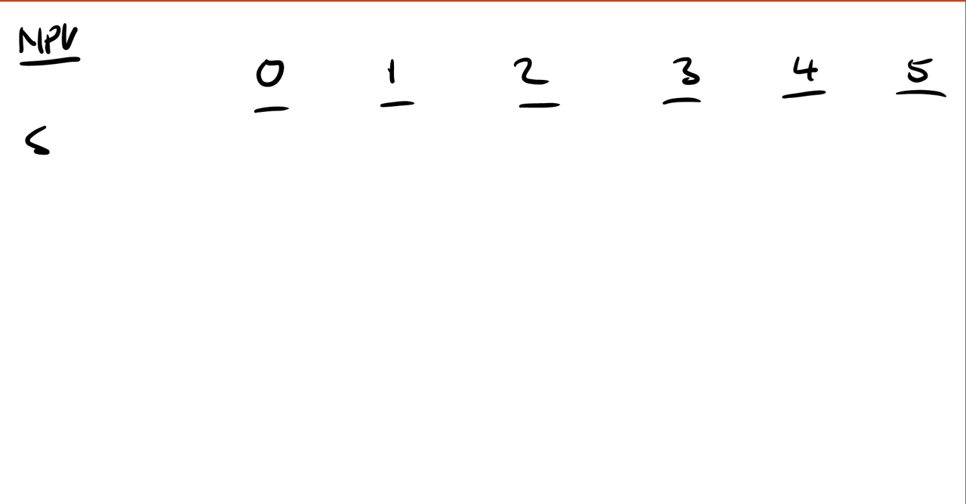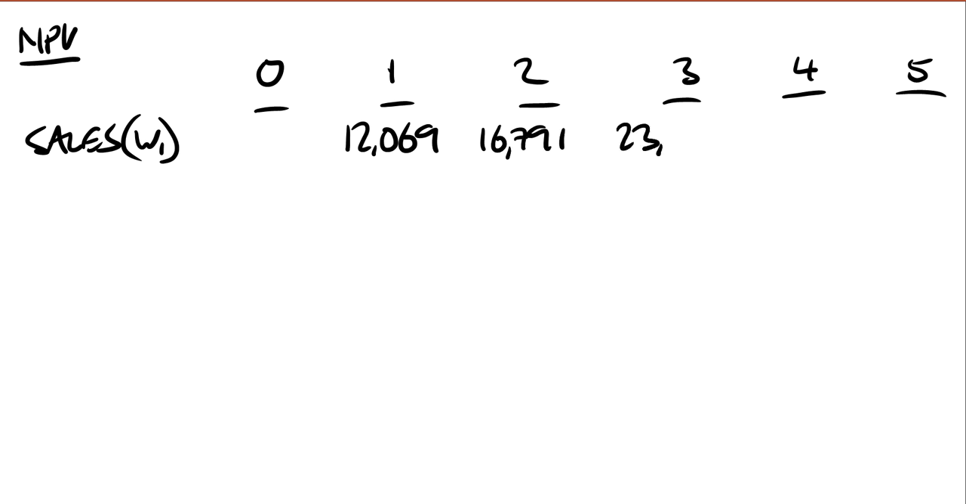And I'm going to start with the sales from working 1. And the sales figures that we used were 12,069, 16,791, then 23,947, and then 11,936.